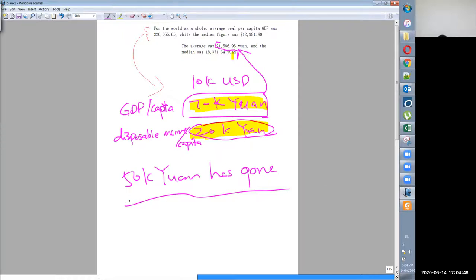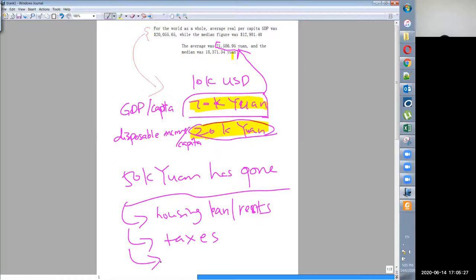Okay. So what's wrong here? 50K yuan has gone. I'm looking at this, I realize it now. So where do you think this 50K yuan has gone? To rents. Rent? You mean like the housing loan and stuff? Yeah, for some it's housing loan, for some it's rent, and then taxes.